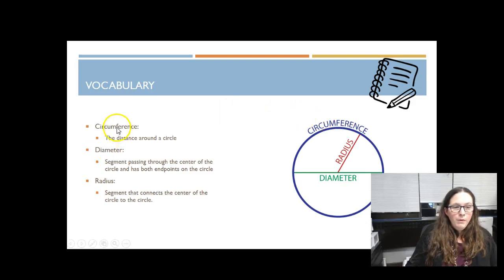A quick reminder here, we talked about circumference. Remember, the circumference is the distance around the outside of a circle. The diameter is a segment that passes from one side of the circle to the other through the center. And the radius is a segment that passes from the center of the circle to the edge of the circle. If you remember, the relationship between diameter and radius is that the radius is 1/2 the length of the diameter.